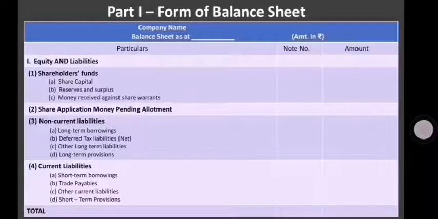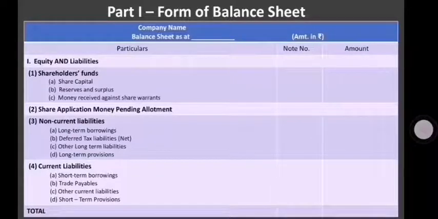Share application money pending allotment. Simply, whenever a company calls for the amount of shares, it always calls in stages. For example, if the face value of a share is rupees 10, it will call rupees 4 in application, rupees 5 in allotment, and the leftover money in the subsequent calls, which you will be learning in accounting for share capital. So for example, the company has received the money for the share application, but till now has not allotted them the shares.